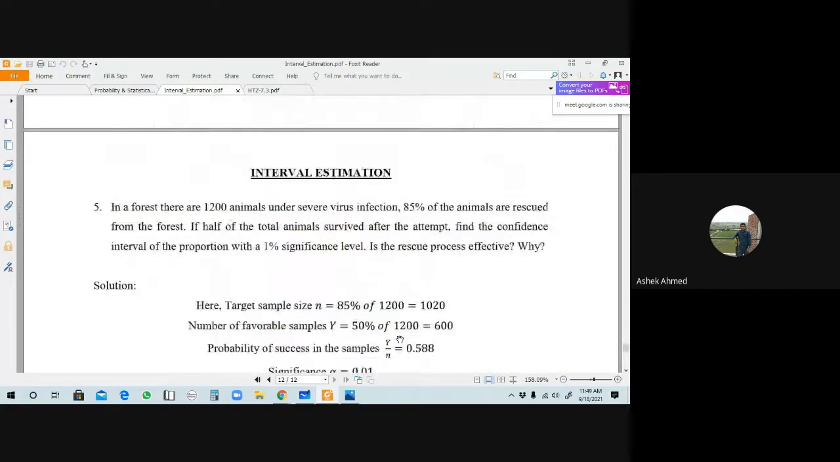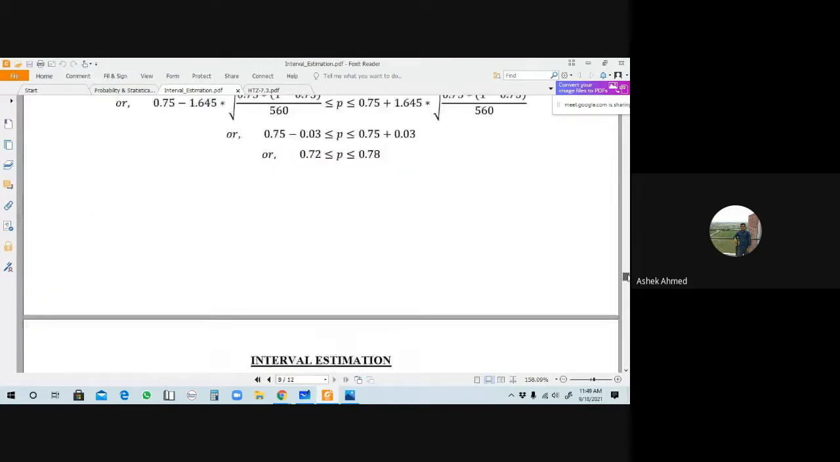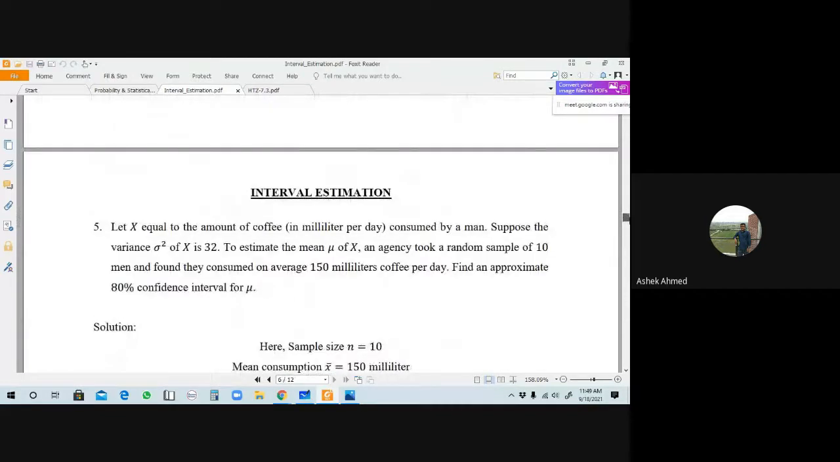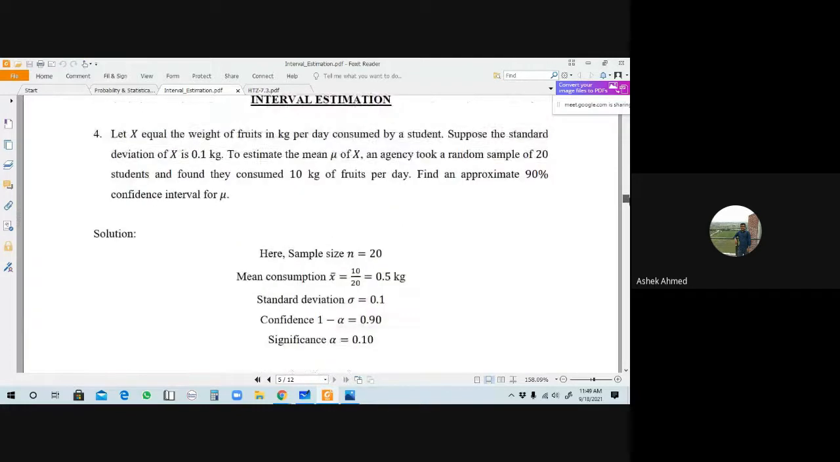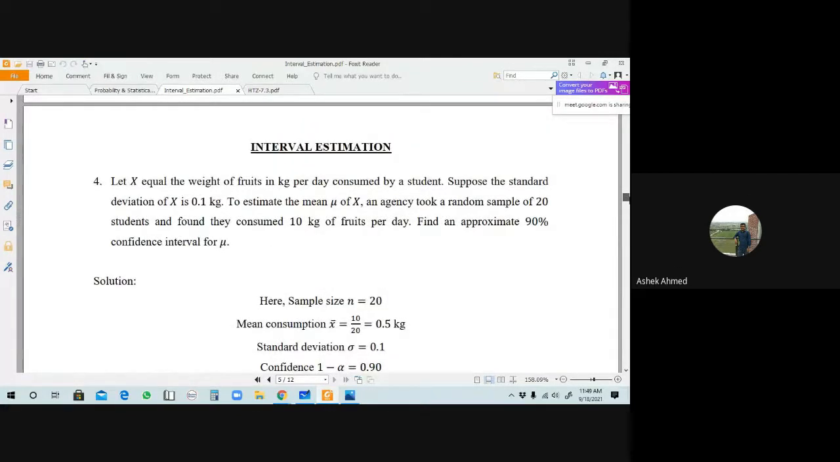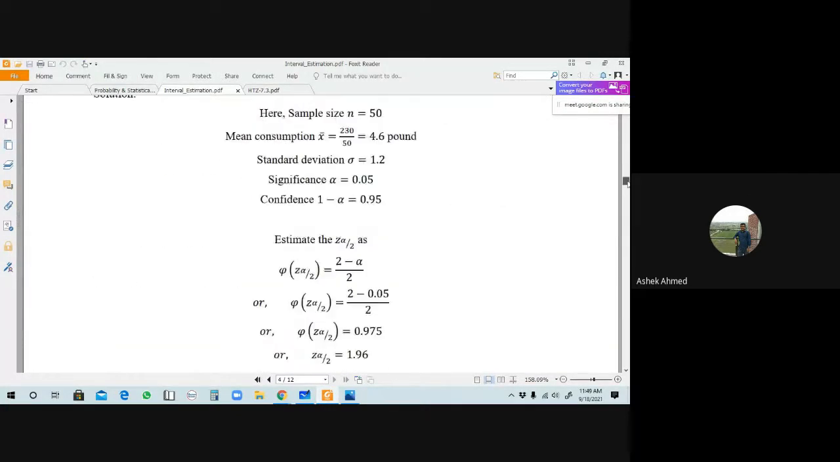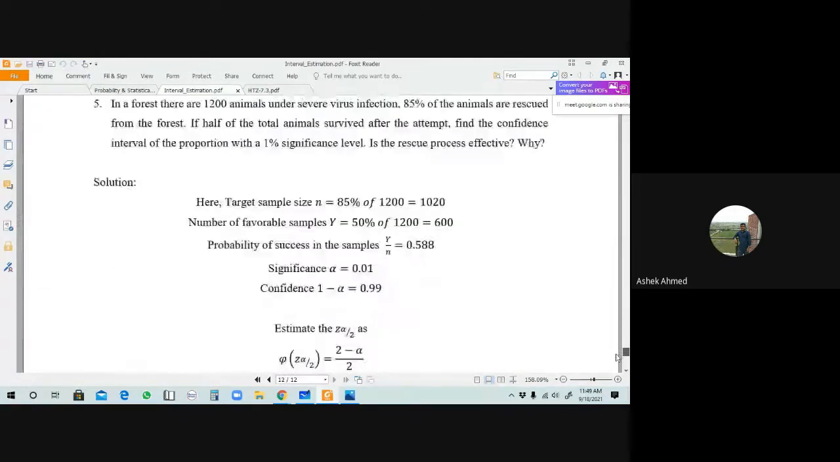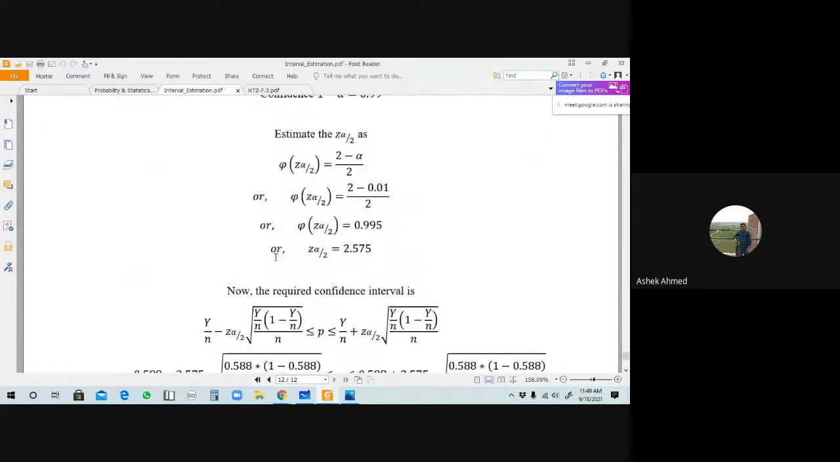Now we will discuss the next example here. Do all the problems carefully. This is the last problem from here.